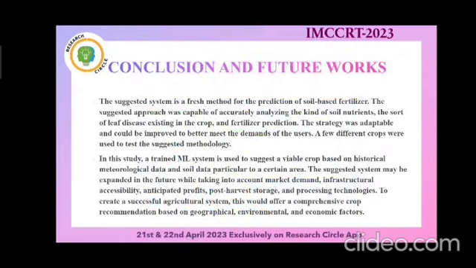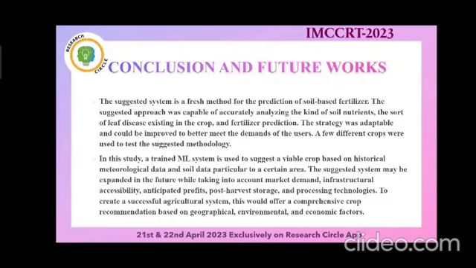And at last, we'll conclude. I will say this is a fresh method for the prediction of soil fertilizers. The suggested approach was capable of accurately analyzing the kind of soil nutrients and the leaf disease existing in the crop, but our conclusion is that the fertilizer prediction is made before the crop is diseased. So this strategy will be adaptable and improved much better according to the demands of the user. A few different crops were used to test the suggested methodology.